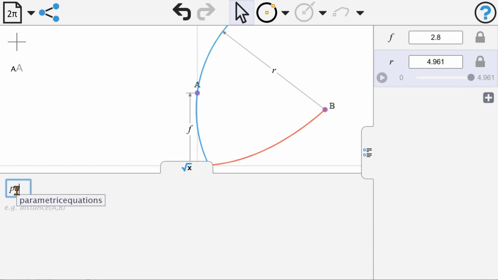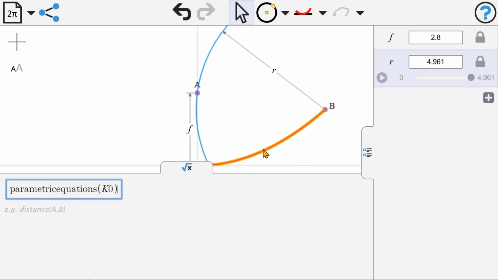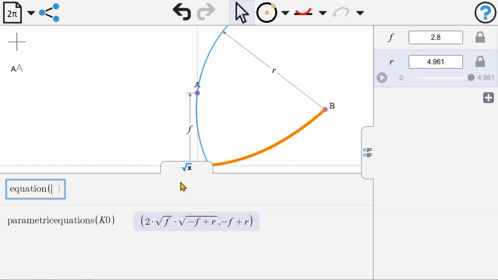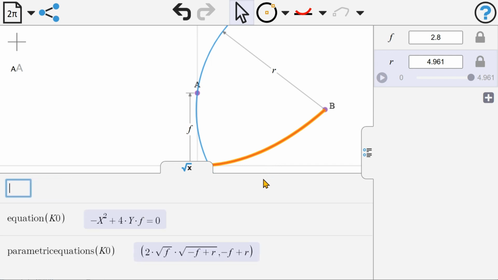First, the parametric equations of the curve. And we see that those are the equations for x and y, and they're expressed in terms of the focal length f and the parameter r. The equation, however, eliminates r, and we get that equation of the parabola.